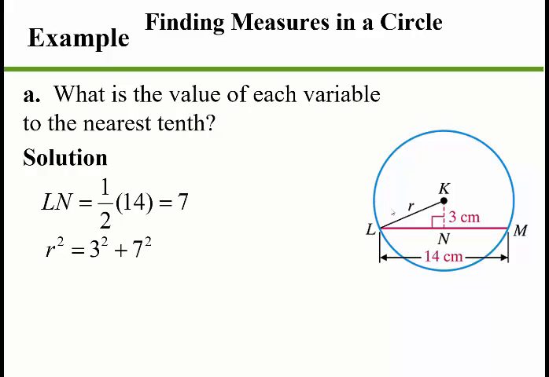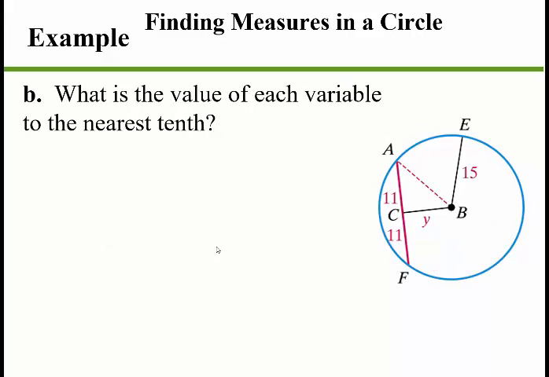Then I'm just going to use the Pythagorean theorem, since r is the hypotenuse. r squared is equal to 3 squared plus 7 squared, which is 9 plus 49, which gets me 58. Taking the square root, we see that the radius r is roughly 7.6 units. All right, another one real quick. What is the value of each variable here? So y to the nearest tenth.